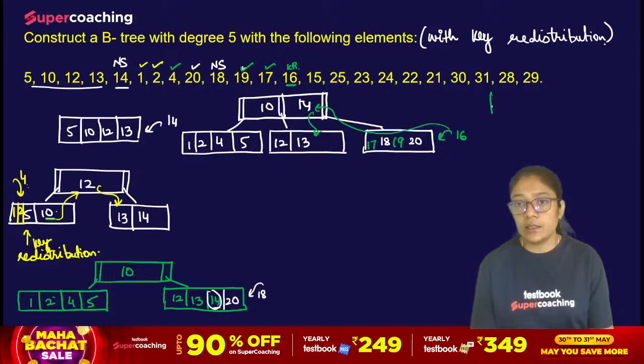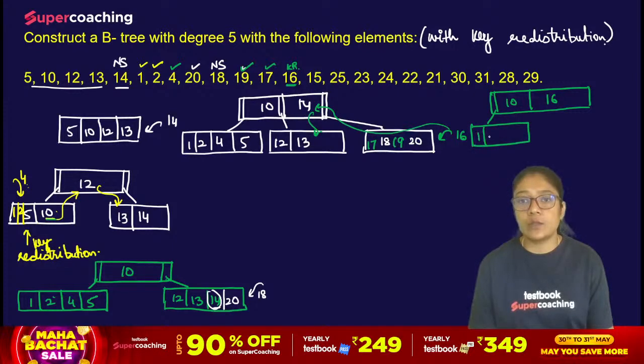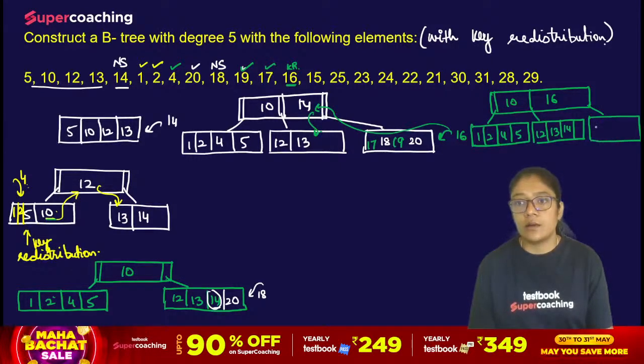So here we'll get 10, no node split took place. 16, on the left side there are no changes. So here we have the elements 1, 2, 4, 5. Here we have the elements 12, 13, 14. Still one slot is empty. And here we have the elements 17, 18, 19 and 20.